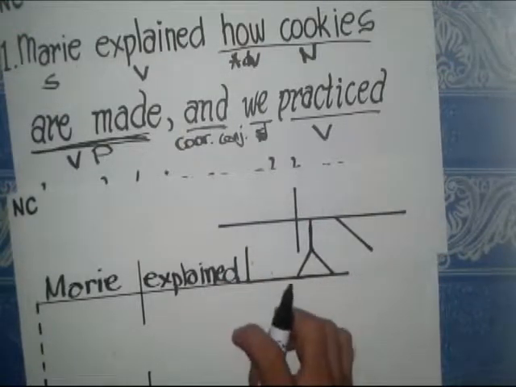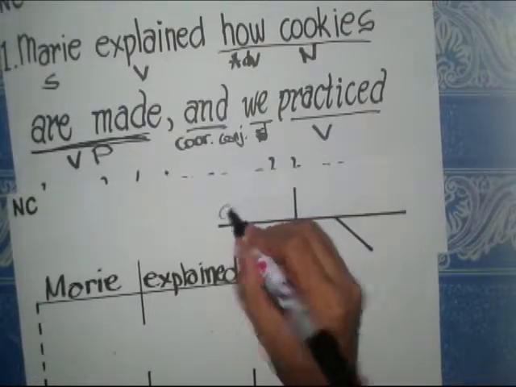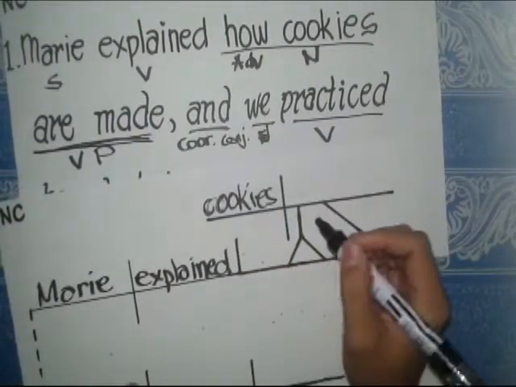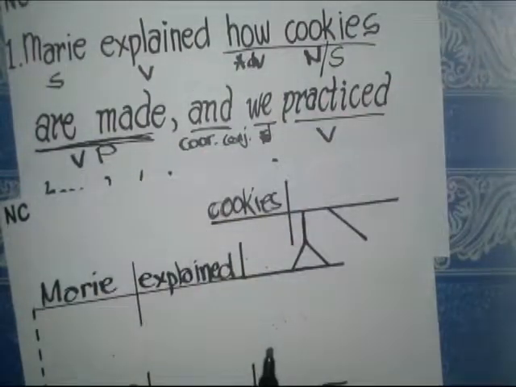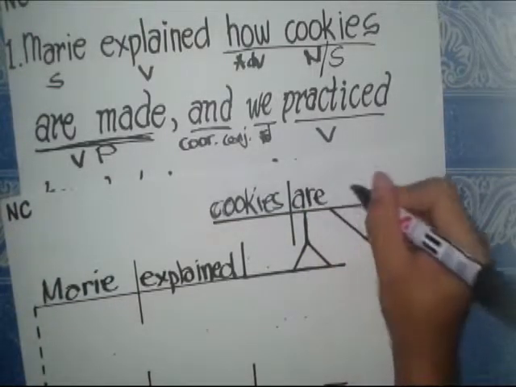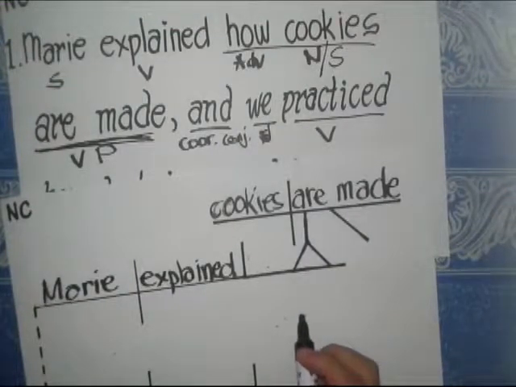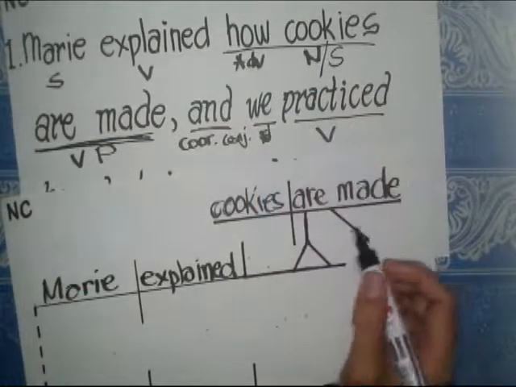Here we're going to put the word cookies, because cookies is a noun and functions as the subject of the noun clause. Here we put are made, because are made is a verb phrase. And where would we put how? Adverbs are words that modify a verb, an adjective, or another adverb. So we will put how here.